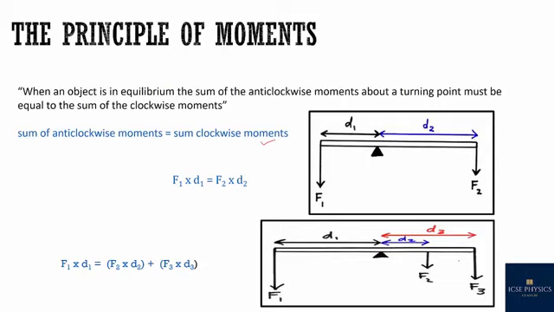So the body is fixed at this point. The anti-clockwise moment is F1 into D1. What will be the clockwise moment? The sum of clockwise moments, F2 D2 plus F3 D3. So F1 D1 is equal to this sum. So the sum of anti-clockwise moments is always equal to the sum of clockwise moments in case of the principle of moments.